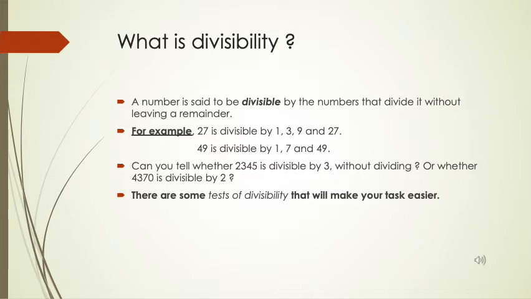Similarly, the next example is 49 is divisible by 1, 7 and 49. This also means on dividing 49 by 1, 7 and 49, the remainder will remain 0.